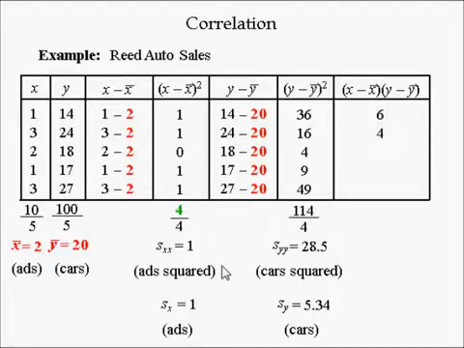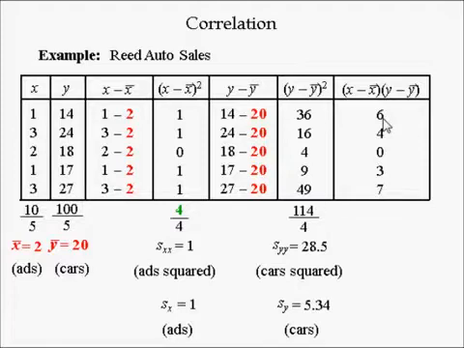The products of deviations from the sample means are computed by multiplying the values of the x minus x bar column by the corresponding values in the y minus y bar column. The product of x's first deviation from the sample mean, minus 1 ad, and y's first deviation from the mean, minus 6 cars, equals 6 ad-cars. The negative times the negative is positive, which is why this is 6.